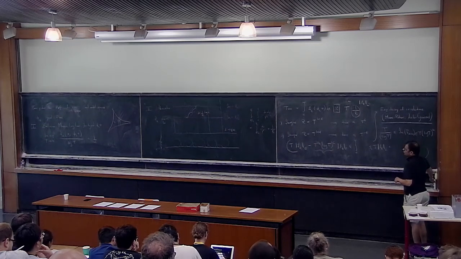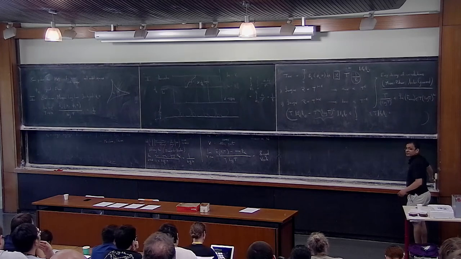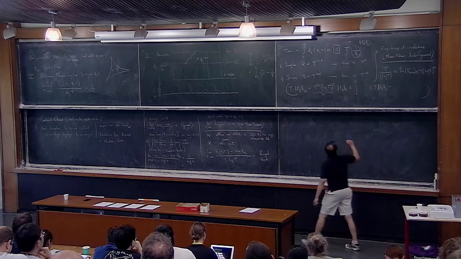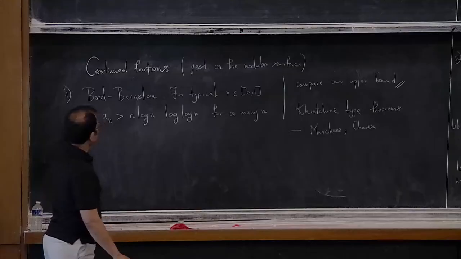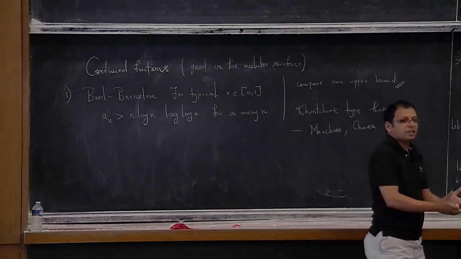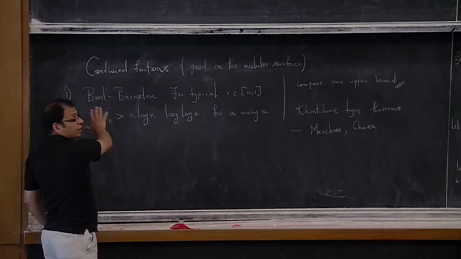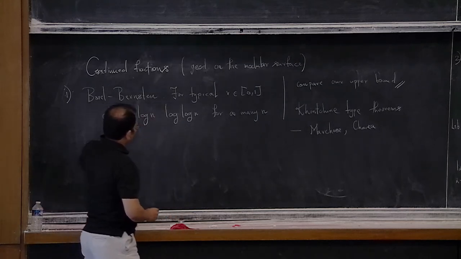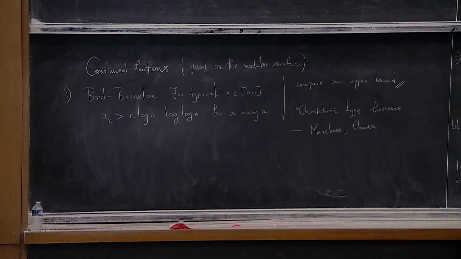Okay, so now I want to compare this to the theory of continued fractions as a special case that lives in both worlds. We're going to take those bounds and compare this with what you see in continued fractions. So in the theory of continued fractions, there is this whole Khinchin theory about how one should understand coefficients in a typical continued fraction expansion. So the first theorem I wanted to mention here is the theorem by Borel and Bernstein, which says that along a typical continued fraction, a_n will be larger than n log n log log n, for infinitely many n.